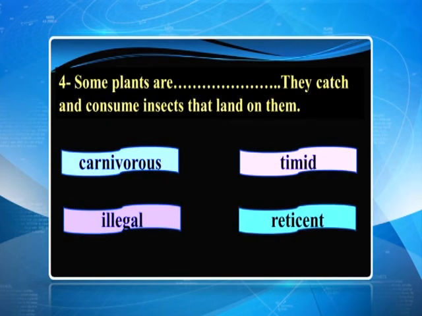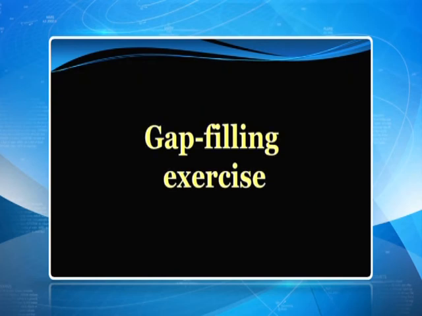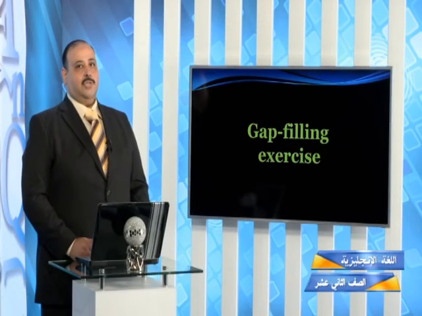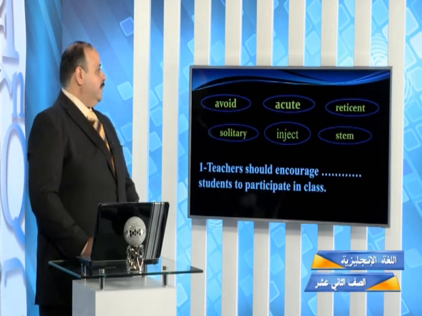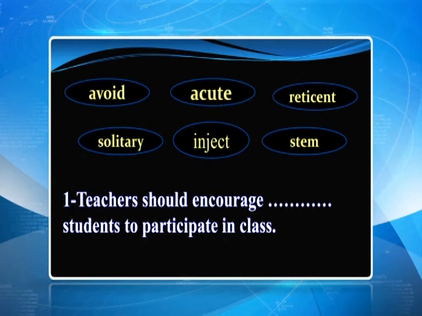All right, let's move. Some plants are blank. They catch and consume insects that land on them. If you remember, we explained this word. It's about those animals or plants that consume the meat of their enemies. So carnivorous, illegal, timid, or reticent. We say these animals are carnivorous. That's great. Now, another kind of exercise, which is gap filling. You are given sentences. You try to fill in the blank or to fill in the spaces. Let's see. Avoid, acute, reticent, solitary, inject, and stem.